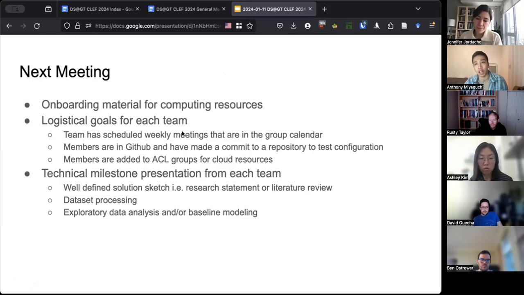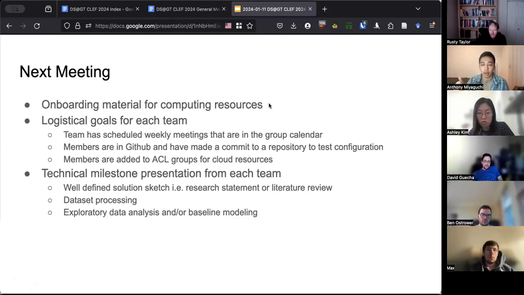So for next meeting, this is going to be a month from now. So second week of February. One of the things that I want to have done is onboarding material for getting access to computing resources. So this is going to include a VM in GCP that teams can use for doing data processing.